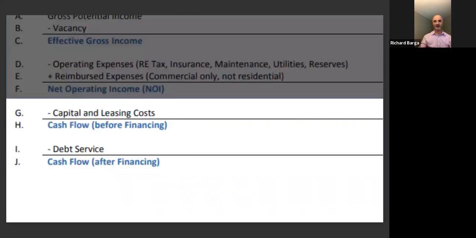All right, so after NOI, there are two other things that we need to think about before we can get to cash in our pocket. One is capital and leasing costs, and the other is debt service. Capital and leasing costs are one-time, unexpected sorts of expenses that you might have to put into a project. They could be a roof repair, or a mechanical system that needs to be replaced. We're not going to get too much into that tonight, but it is something that needs to be accounted for.